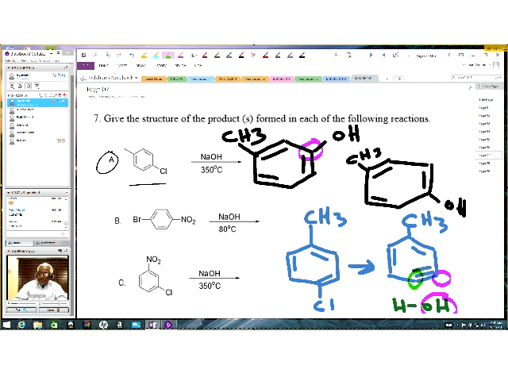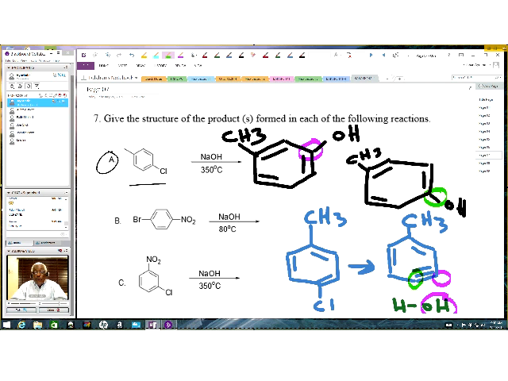If, on the other hand, the hydroxy group adds to this carbon here, in that case you are going to form this product. And that is how you form the two phenolic products.